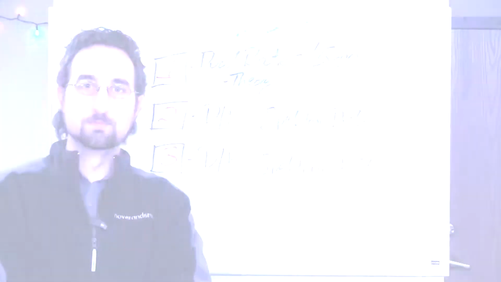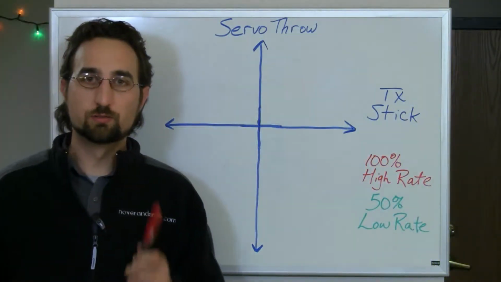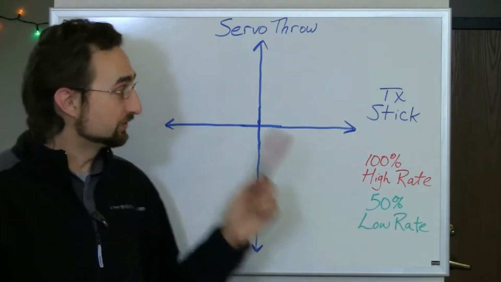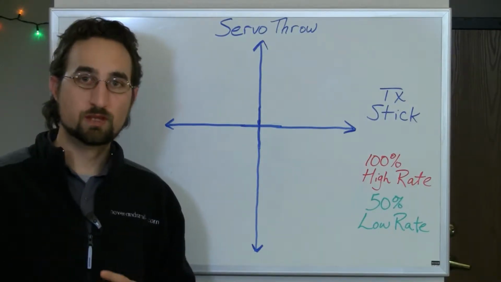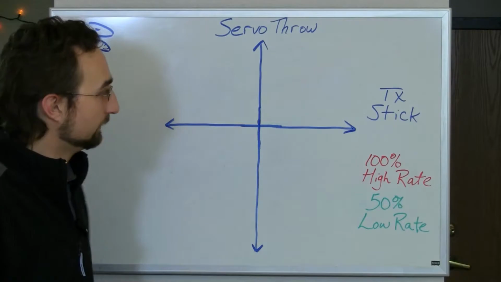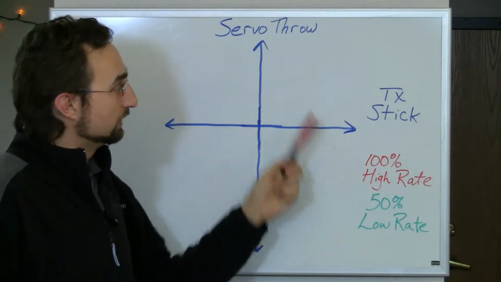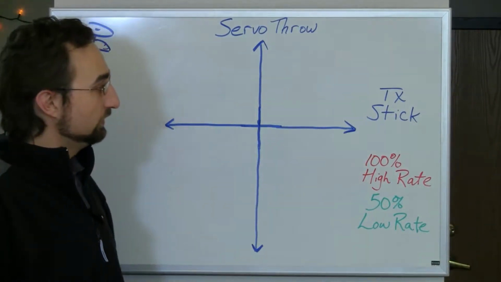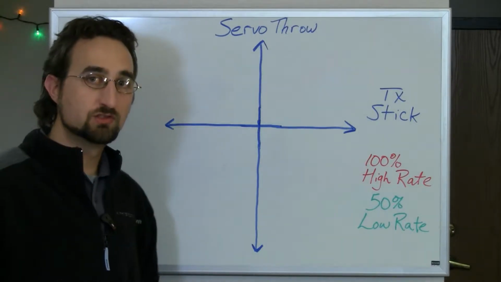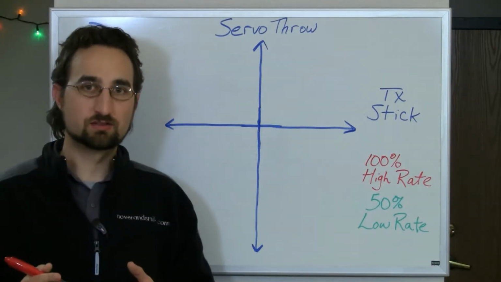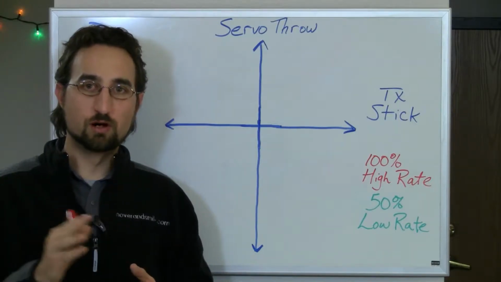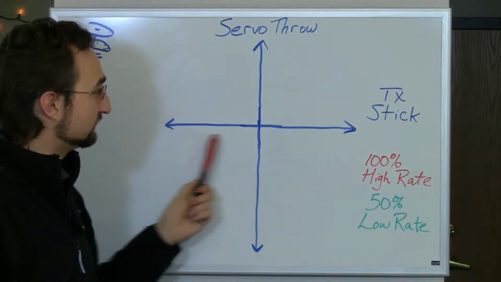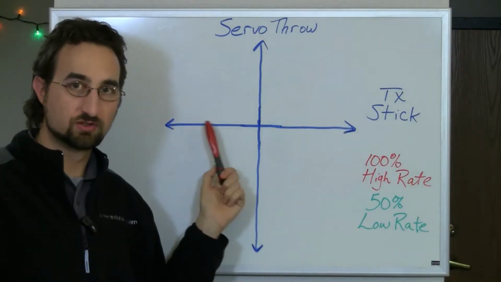Now that we've covered the dual rates, let's talk a little bit about exponential. I've cleared this graph here because I only want to talk about exponential. We'll cover how dual rates and exponential mix after this segment. With our transmitter stick movement here and our servo throw being graphed here, we use exponential to define a method so that it can numb the sticks, the transmitter stick, around its center point, changing the servo arm throw based on the location of where your transmitter stick is.